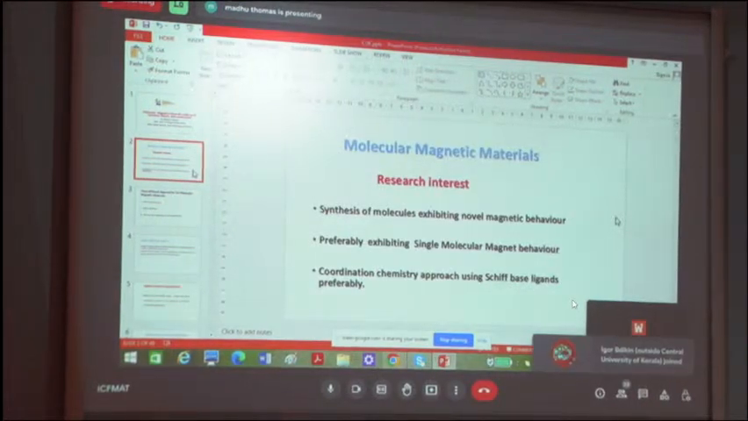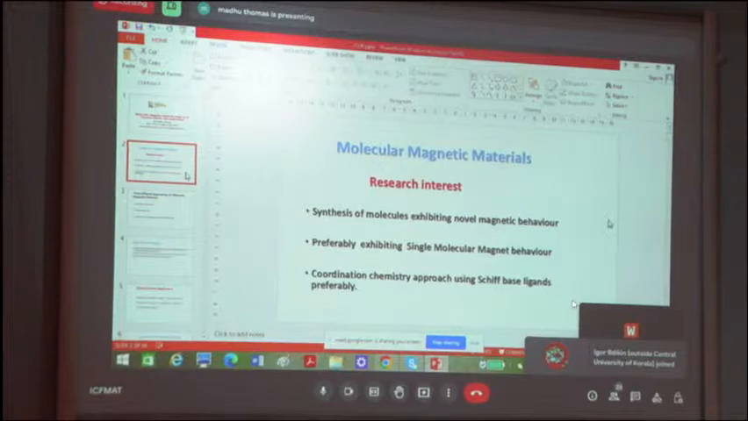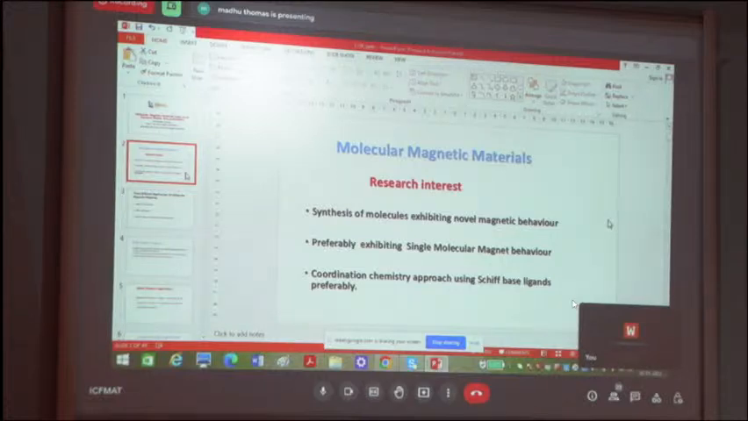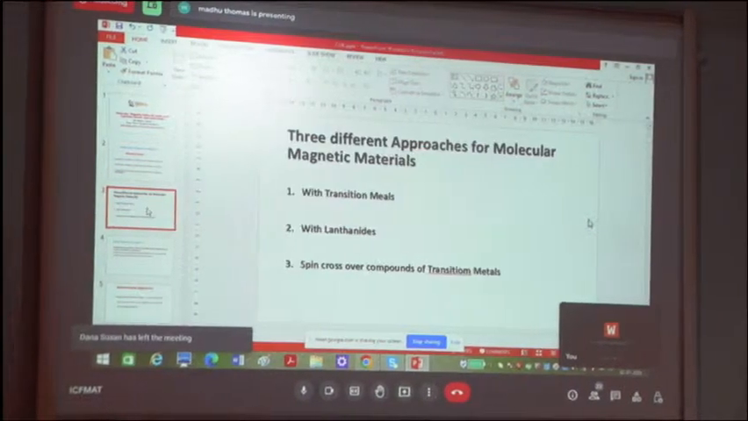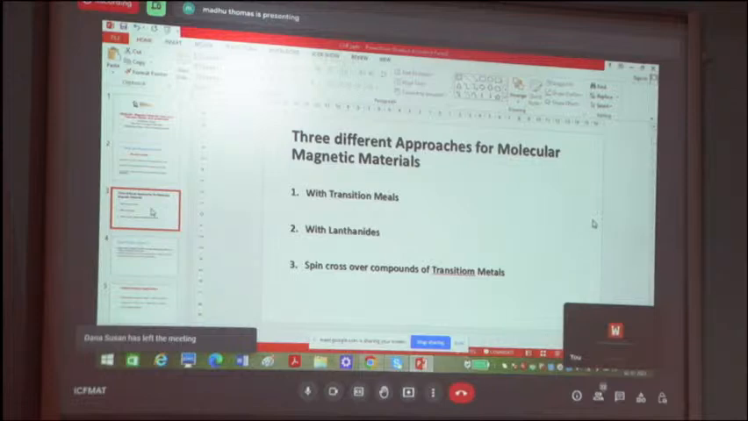Actually, the research interest is that I want to make a single molecule showing magnetic behavior. And I am taking a coordination chemistry approach for making these molecular magnetic materials. Primarily, I am using Schiff-base ligands. It is very easy to synthesize.